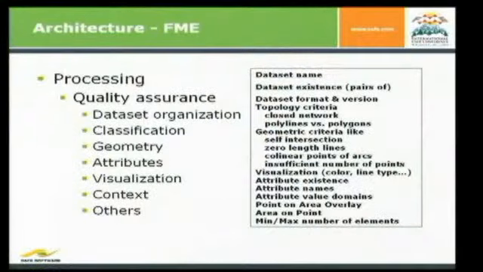So you can check data set organization. You can check the classification of layers, the geometry types, the attributes, visualization, context, and many, many other factors you want to check. So basically it starts easy at the dataset name. You can go over, is there a dataset? That's mostly a good question in the beginning. Then the version, the topology, of course, with FME, self-intersection, zero-length lines, all this stuff can happen. Visualization, attribute existence, and so on. Point on area overlays, every area got a number in there, and so on. And with FME, you can always do this quality assurance.